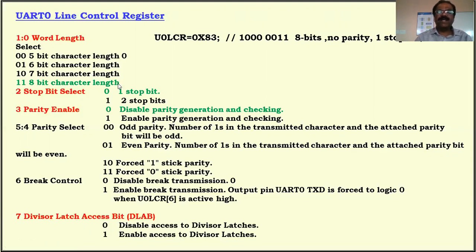Okay, now you can see here. This is the binary equivalent. That is 1, 1, 8 bits. Here 0, one stop bit. Here 0, no parity, or disable parity. These bits are not used, from here to here we are not using. Then what's the last bit? The 7th bit must be 1, enable access to divisor latches. First, you have to calculate, you have to generate the baud rate. For that purpose, you have to enable. You have to use two registers, DLL and DLM. For that purpose, first you have to enable. If you want to access those registers, we have to make it 1.